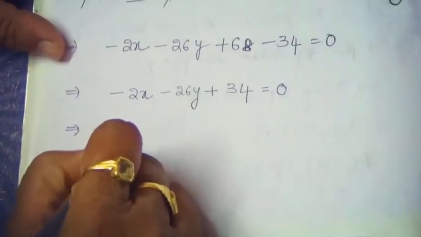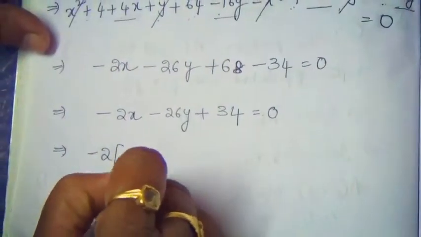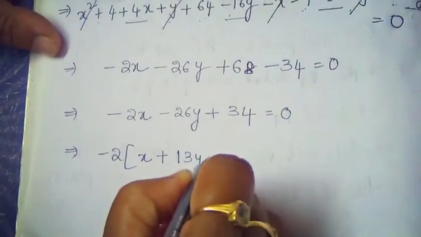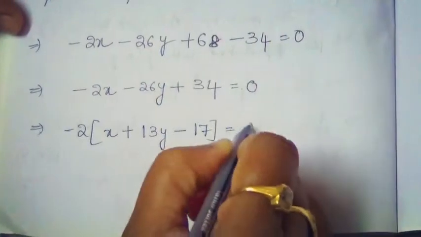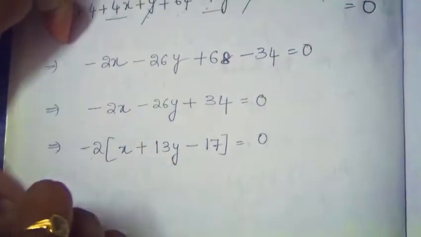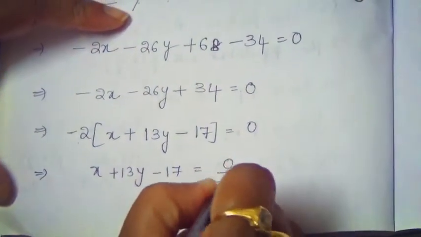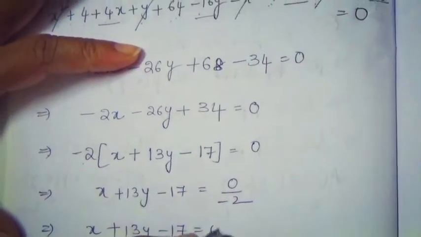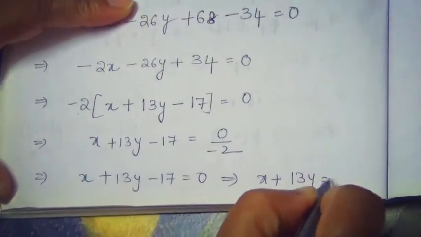In the 2 table, you just take the common factor as 2. Minus 2 I am taking, minus 2 I will take as common. Okay, x plus, in the 2 table 26 is 13 times, y, minus in the 2 table that is 17, that is equal to 0. So you just take this 2 to the other side. (x plus 13y minus 17) is equal to 0 divided by minus 2. That is equal to x plus 13y minus 17 is equal to 0. That implies the equation becomes x plus 13y is equal to 17.